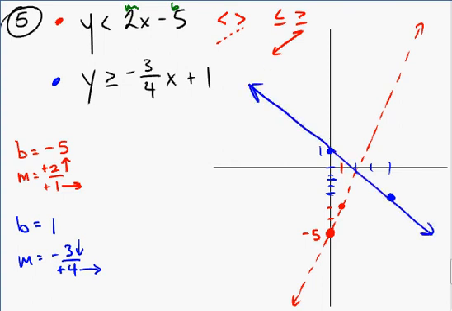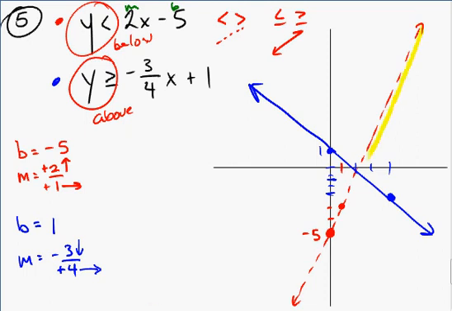Okay. Now we got to figure out where to shade. The red one, it says y is less. Y is less, we shade below. Y is greater, we shade above. So we got to go below the red, above the blue.